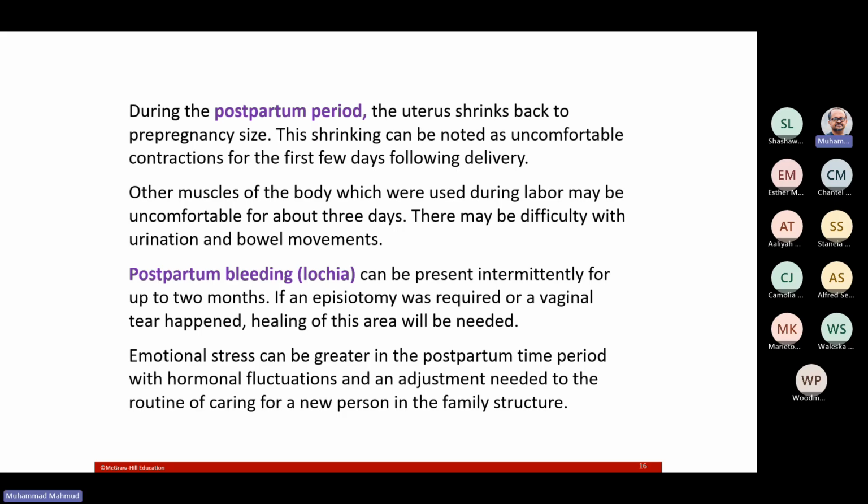Sorry for the interruption. Now, we are talking about the lochia. The discharge happens after the baby is delivered. If an episiotomy was required or a vaginal tear happened, healing of this area will be needed. Emotional stress can be greater in the postpartum time period with hormonal fluctuations and adjustment needed to the routine of caring for a new person in the family structure.